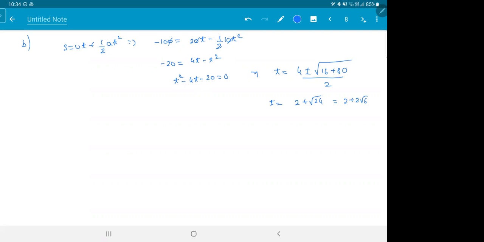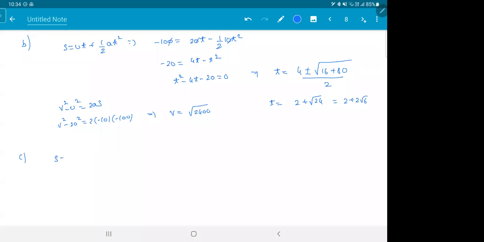Check your answer. What about the speed? V square minus u square is 2as. V square, u is 20, so 20 square, plus 2 times minus 10 times minus 100. V is equal to root over 2400.